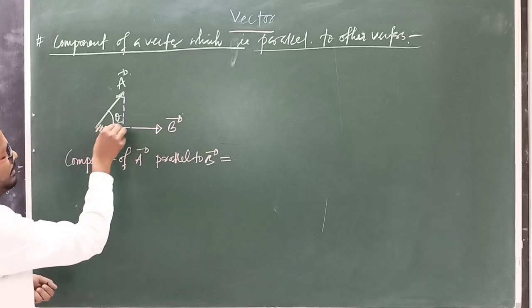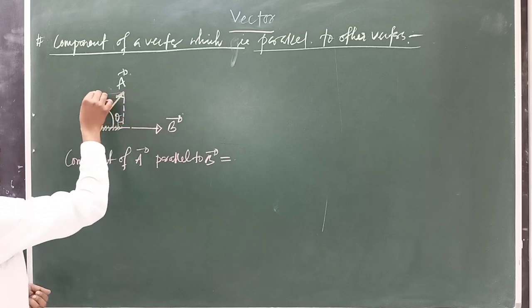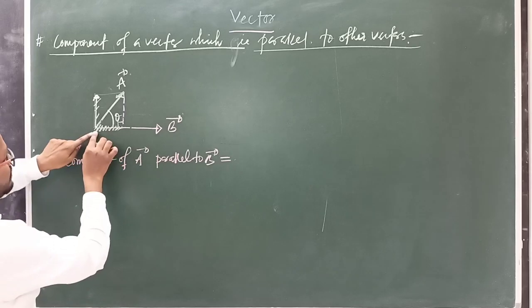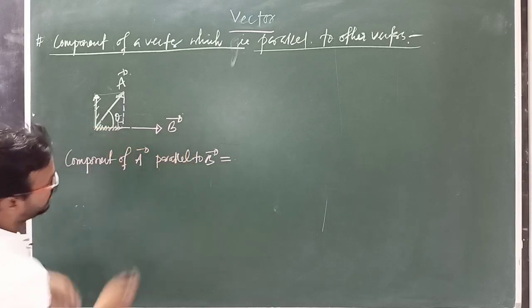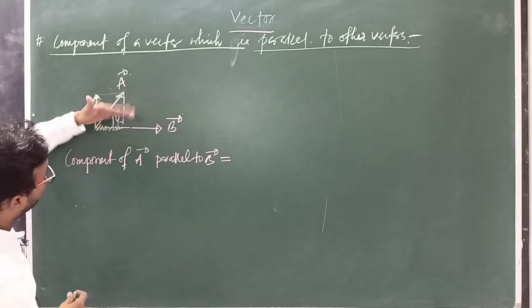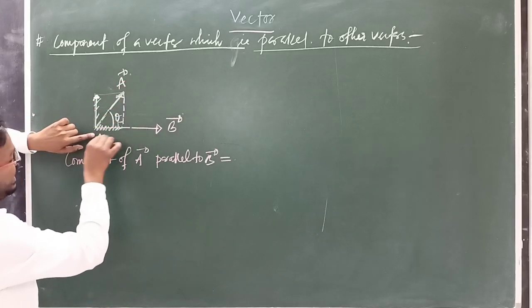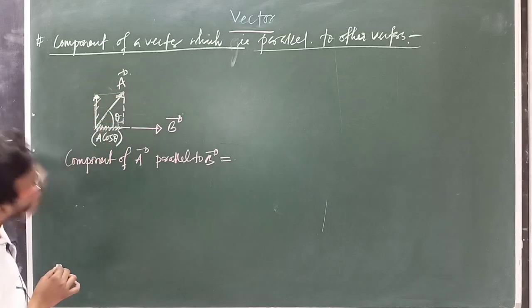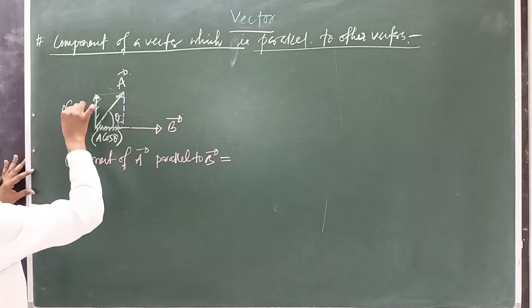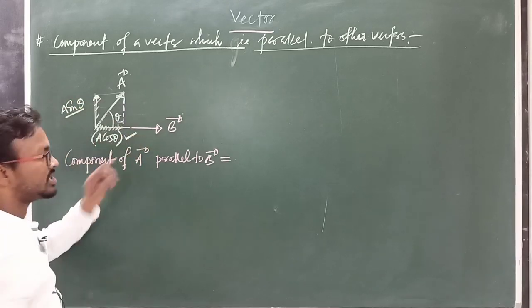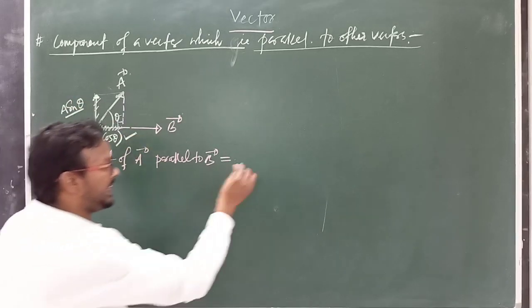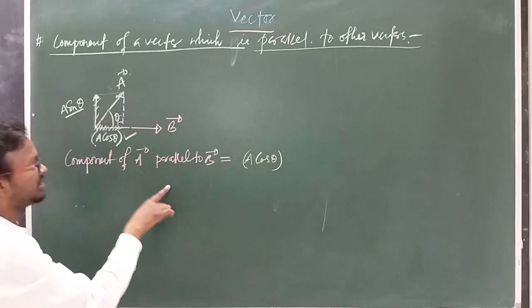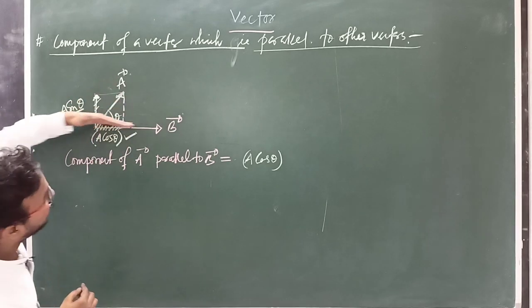This is the component of a vector along b, and another component here is the perpendicular component, and this is the horizontal component along b vector. So the component of a vector along b can be written a cos theta. The perpendicular component is a sin theta, but we need a cos theta. So the component of vector a is a cos theta. Then in which direction? Component of vector a along b.